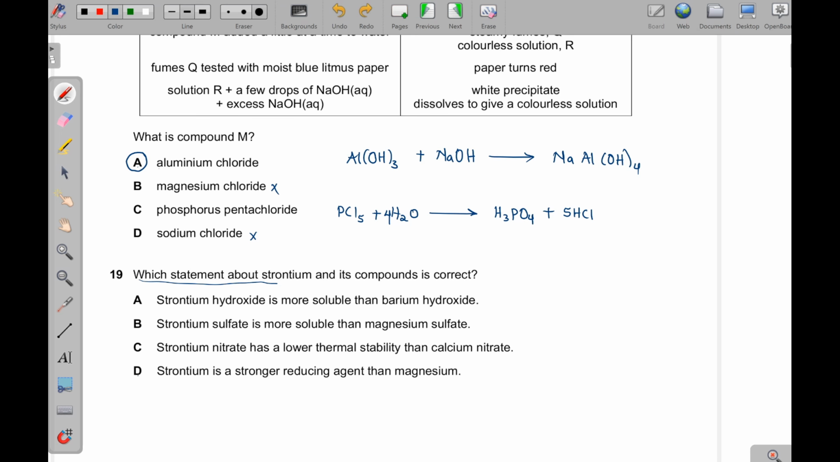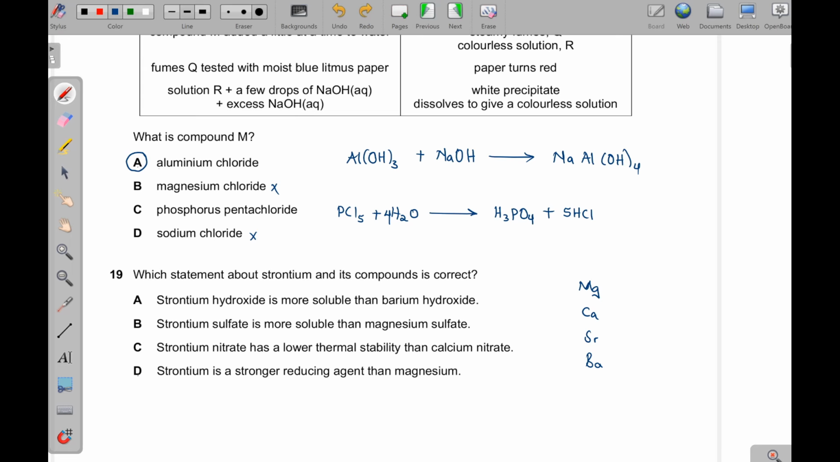Question 19. Which statement about strontium and its compounds is correct? Now we are looking at a hydroxide, sulfate, nitrate, like that. Okay. Now, as you go down the group, when we check, they are referring to barium also, magnesium, then calcium. Let's look at that group. Actually, we have magnesium up here, then we have calcium, then we have strontium, and then we have barium. Then we are talking about hydroxides here.